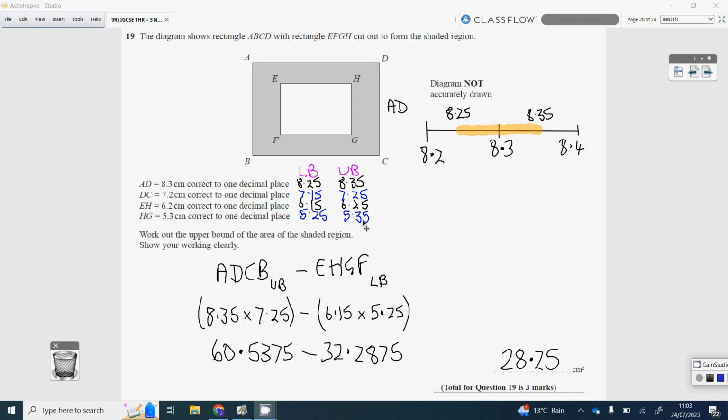So how do we get the upper bound of the area of the big rectangle ADCB? We want to maximize the base, we want to maximize the height. So it's going to be the upper bound of AD, which is 8.35, and the upper bound of DC, 7.25, and then we want the lower bounds for the white rectangle. So that's going to be the lower bound for EH, which is 6.15, and the lower bound for HG, which is 5.25. So popping all of that into our calculator, we get 28.25.